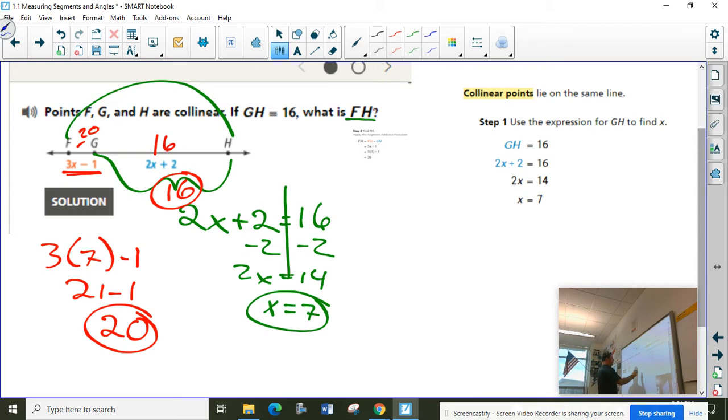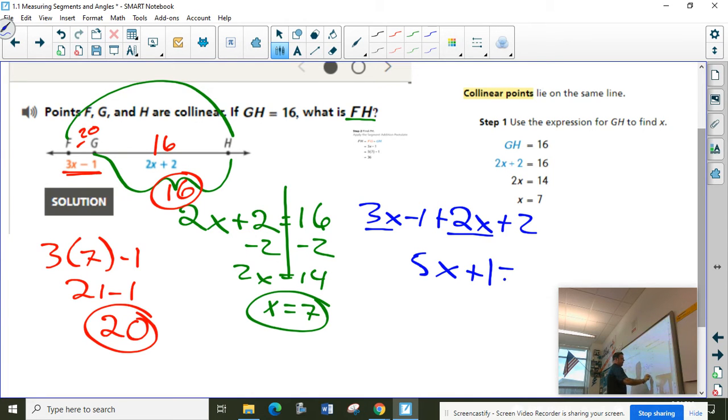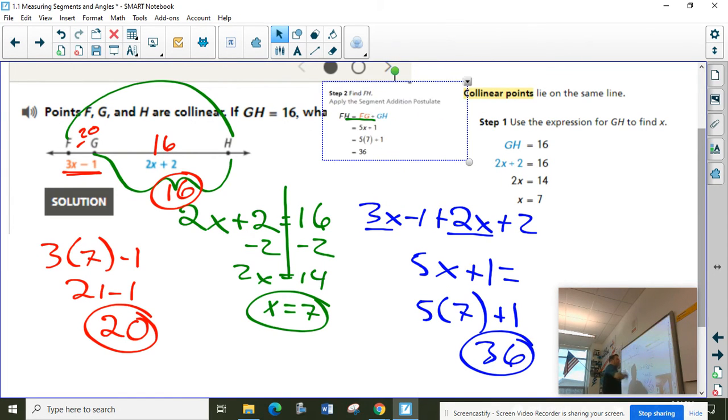Now, the way the book did this one, though, is they added these 2 together. They added the 3x minus 1 plus the 2x plus 2 first. So we have 3x and 2x, which gives us 5x. We have a minus 1 plus 2, so we get a plus 1. And we're trying to figure out what this whole thing equals. Well, we know that equals 7, so we end up getting 36, which is what we got already. Multiple ways to do a problem and still get it right.